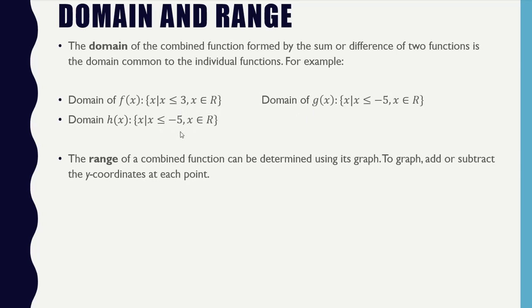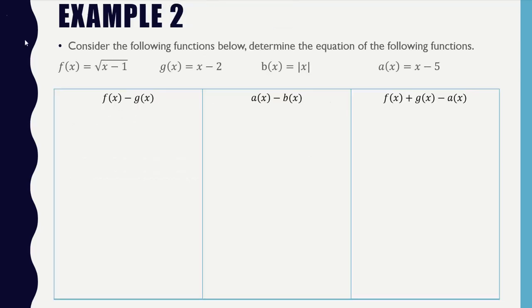Now the range of a combined function has to be determined from its graph. So we can either add or subtract the y-coordinates, or you can just graph the function itself. Okay, for example 2, we're not going to graph these functions. We're just going to determine the equation, so a little simpler again than our previous example.